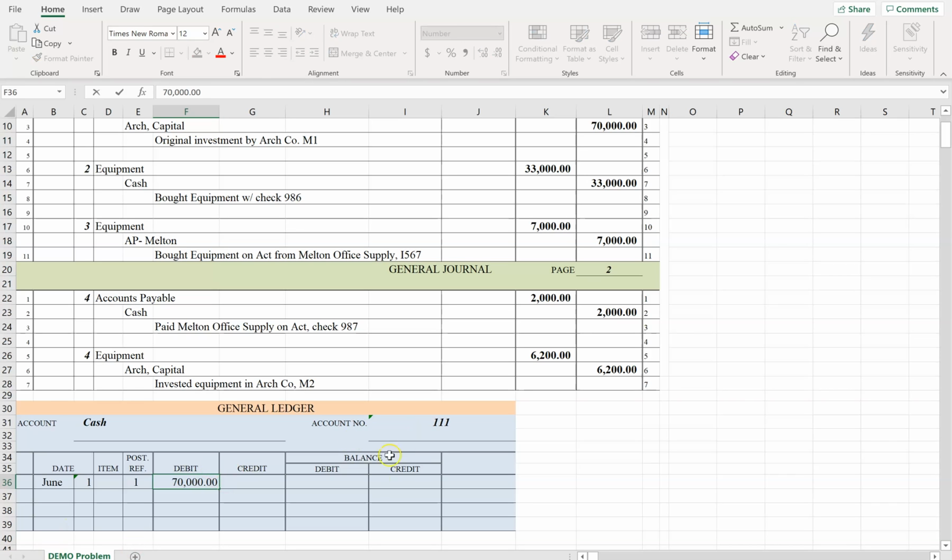And then this over here is the balance column, or columns, I should say. You can see the T account, right? So here's balance, then there's your T. So you're basically just updating your T account, okay? So we do 70,000.